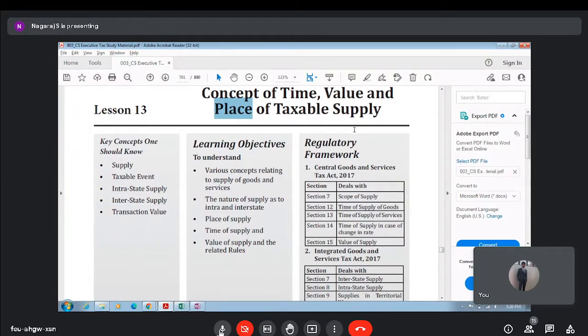For services, there will be 2 things. The location of the supplier and the place of supply both in India, that will be one part. And the other part, where either the place of supply or the location of the supplier is outside India. Total we need to study 3 places of supply: 2 for service, 1 for goods.